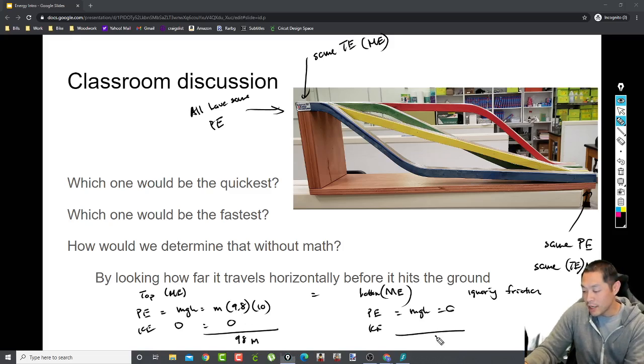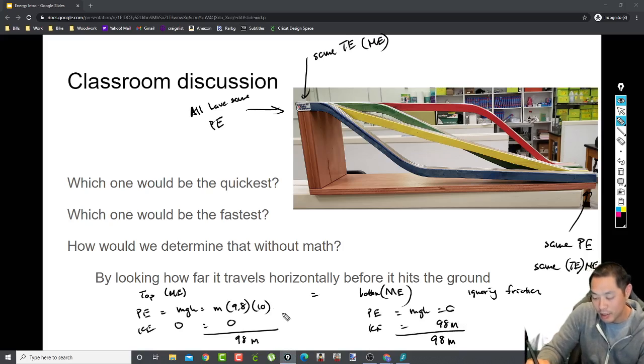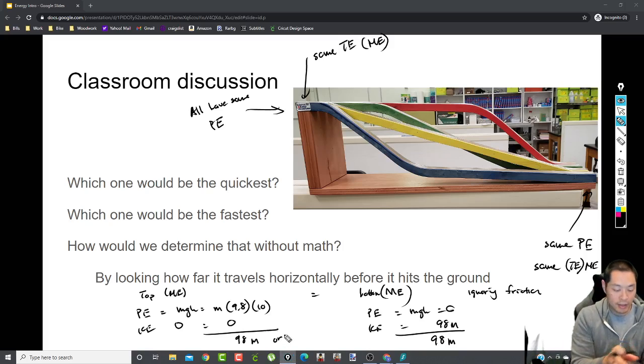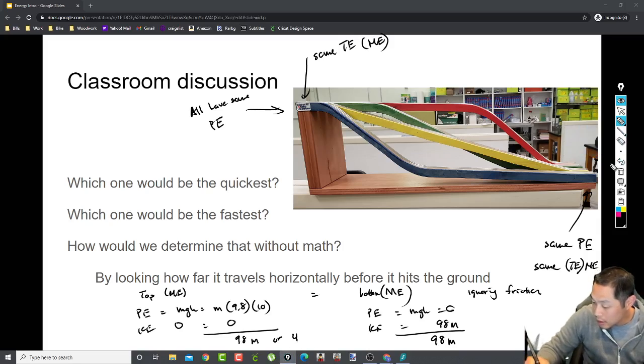So that means over here, we also have 98 m energy. So if potential energy is 0, that means kinetic is 98 m. And I probably should plug it in just to make life a little bit easier. If you plug in m, that's 50 times 98, or 4,900 joules.